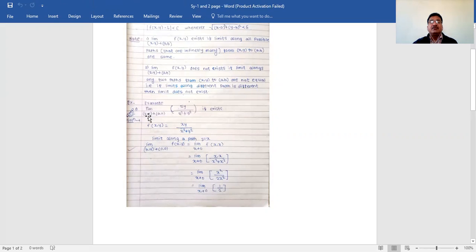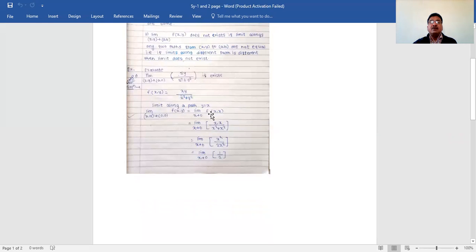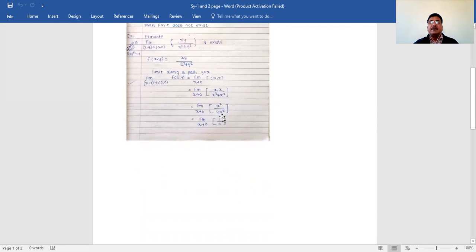Evaluate the limit as (x,y) tends to (0,0) of this function, if it exists. The function xy divided by x square plus y square is f(x,y), suppose. Then we will find the limit along the path y equal to x. The limit as (x,y) tends to (0,0) of f(x,y): replace y by x, so f(x,y) becomes f(x,x), and the limit becomes x tends to 0. Then f(x,x) is x square by 2x square, which is 1/2.